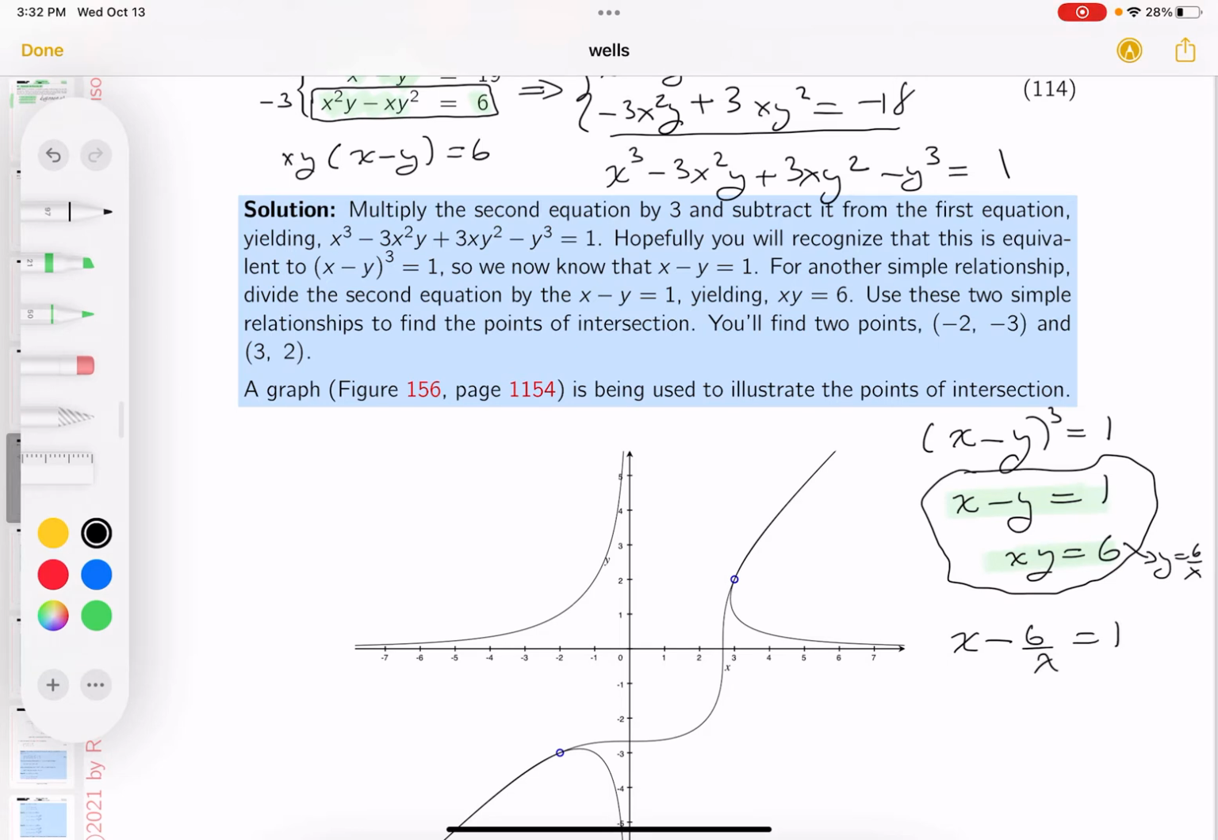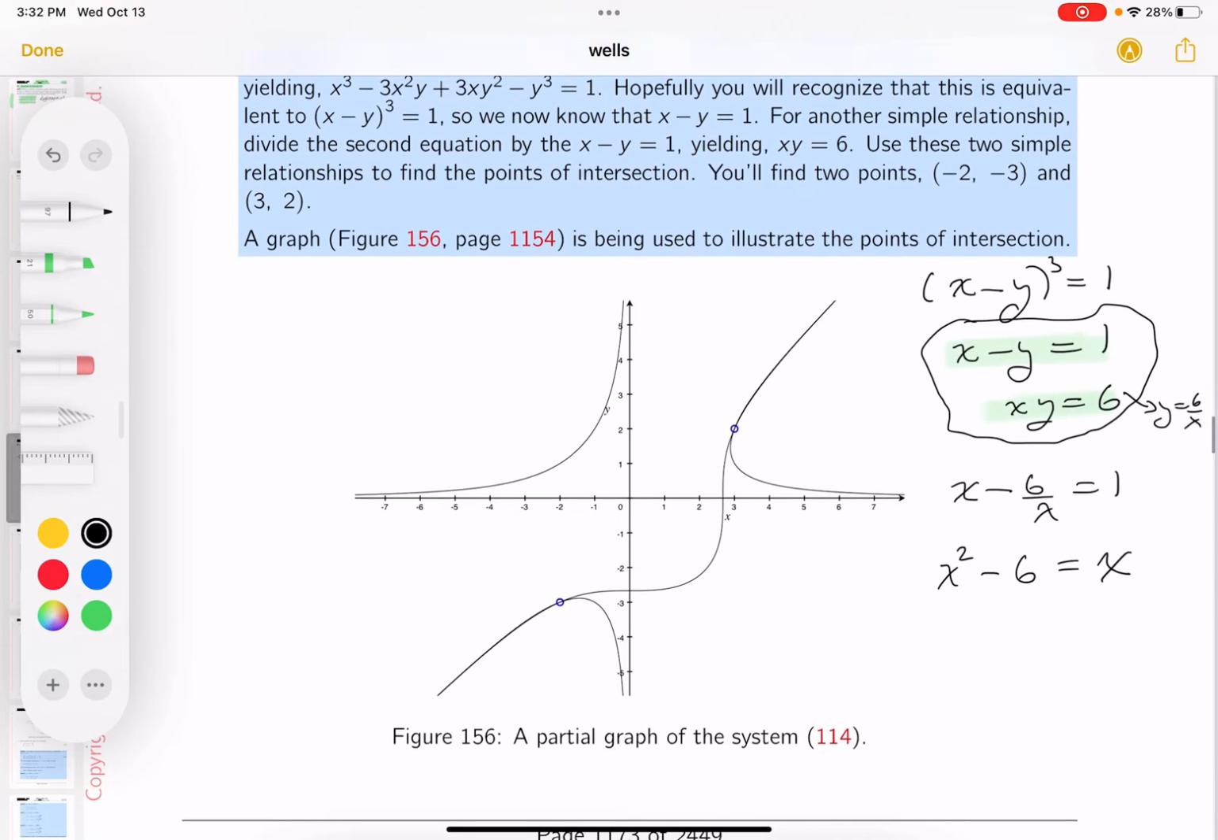I'm going to multiply both sides by x. You get x squared minus 6 equals x. I'm going to try to get 0 out of it. x squared minus x minus 6 equals 0. x and x. Let's see, 3 and 2, right? Minus, plus. So x would equal minus 2, or x would equal 3.